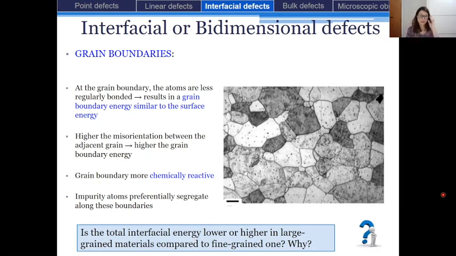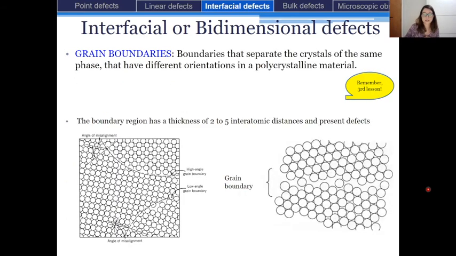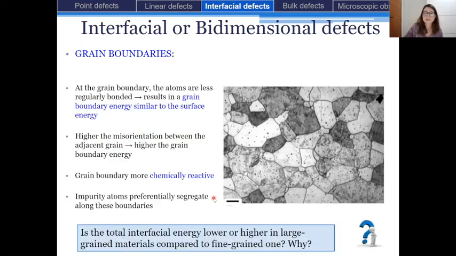So at the grain boundary, the atoms are less regularly bonded. They do not have the perfect number of neighbors. And so it results in a grain boundary energy, which is similar to the surface energy. And this grain boundary energy is also related to the misorientation. So a high angle grain boundary will have a higher energy than a low angle grain boundary.